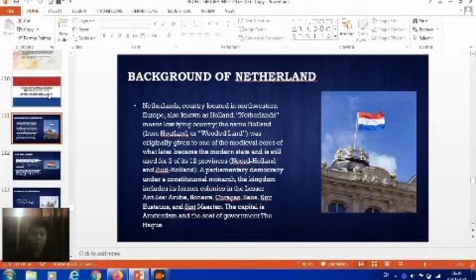Parliamentary democracy under a constitutional monarchy. The kingdom includes the former colony Indonesia, and the Antilles: Aruba, Bonaire, Curaçao, Saba, and Sint Maarten. The capital is Amsterdam and the seat of government is The Hague.